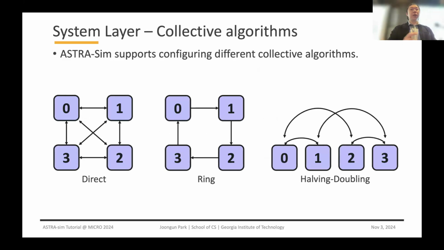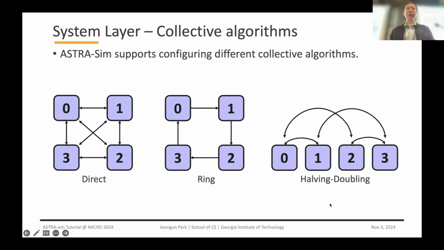So in the system layer, ASTRA-sim supports more than 4 or 5 collective algorithms, even for a single dimension topology. Here, if the network topology is fully connected, you can use direct collective communication, which will just send the data all the way at the same time. And we have ring topology and ring collective algorithm, which will share the data in a circular way.